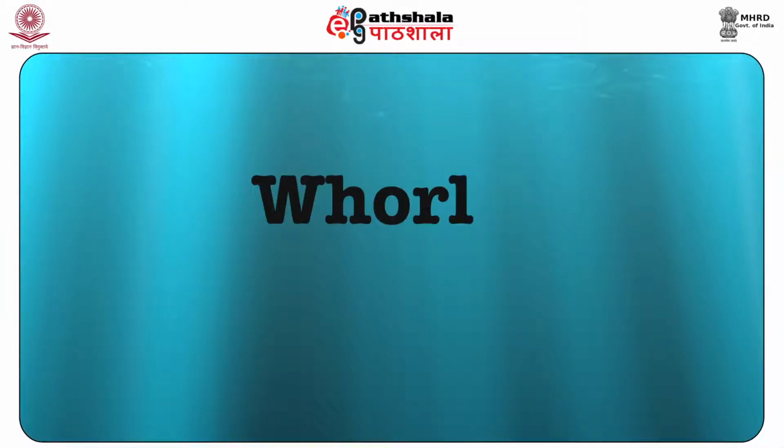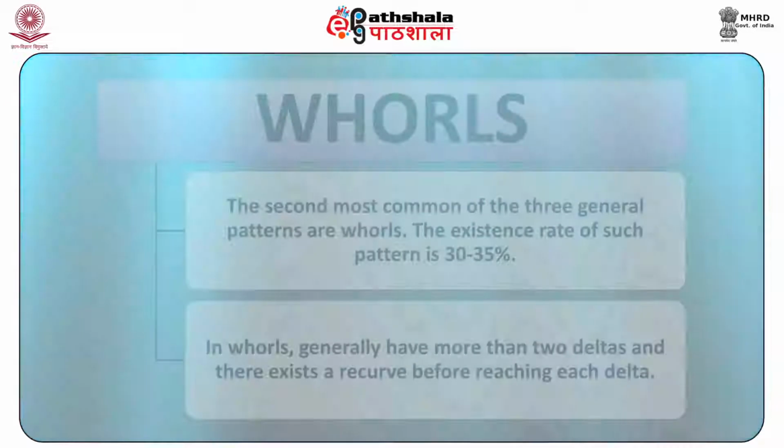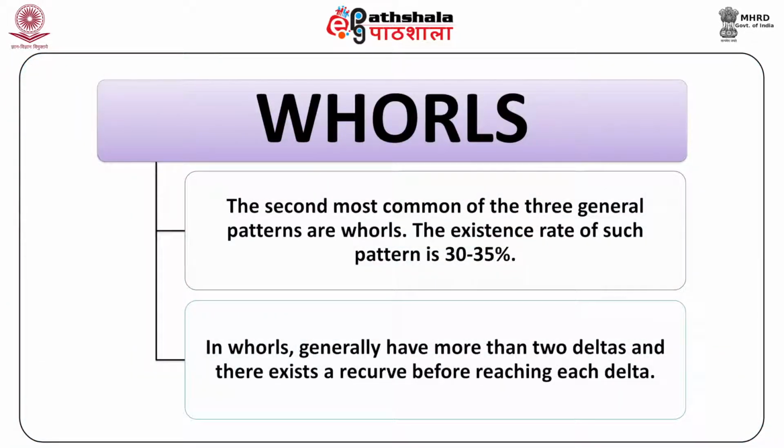Now let us discuss whorls in detail. The second most common of the three general patterns are whorls. The existence rate of such a pattern is 30 to 35%. Whorls generally have two or more deltas. A delta is the first ridge adjacent to the divergence point of two type lines, and there exists a recurve before reaching each delta. There are four subcategories of whorls.